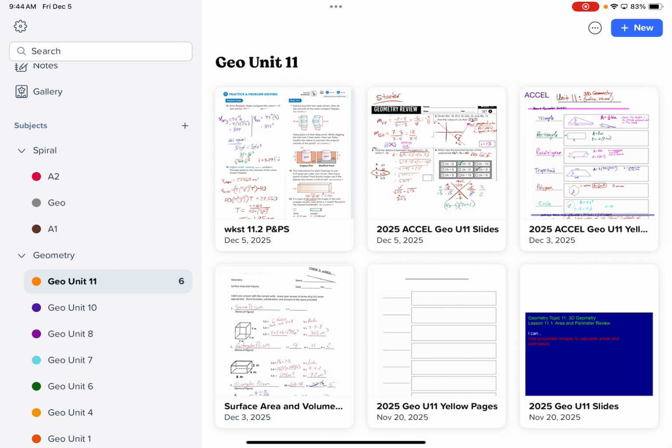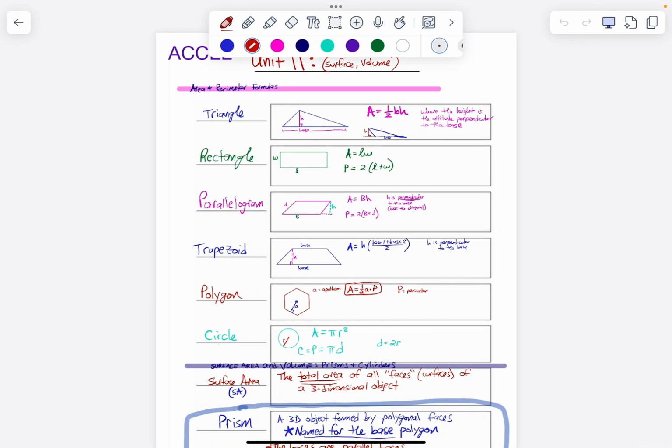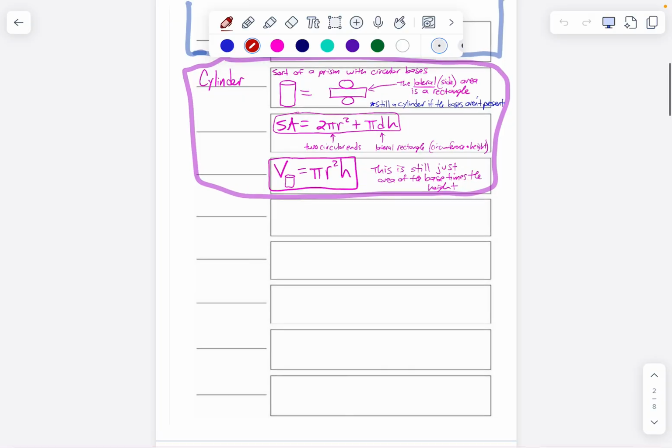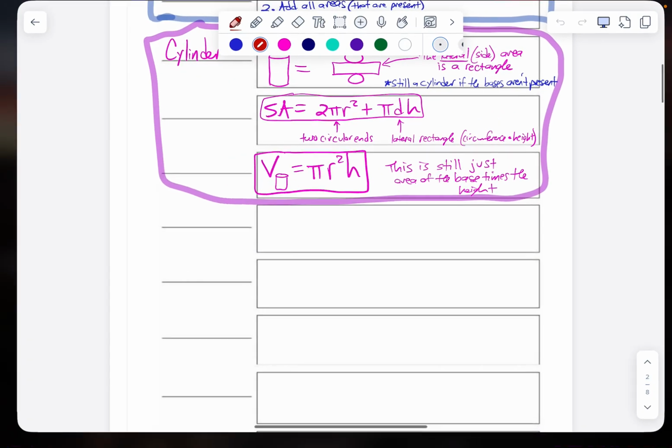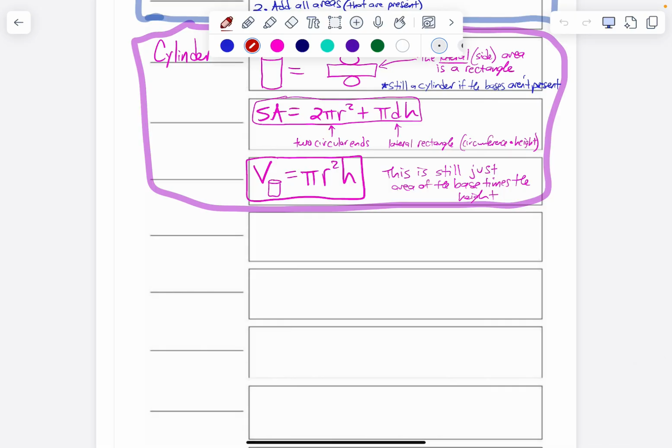All right, let's put prisms and cylinders to rest for a little while. And let's go to the next thing, which is going to be cones and pyramids.